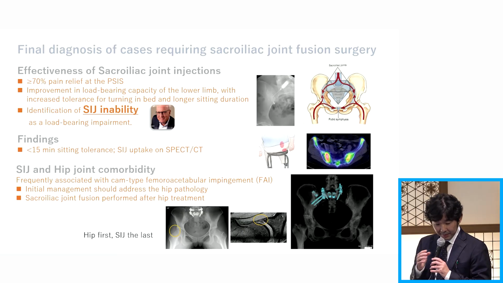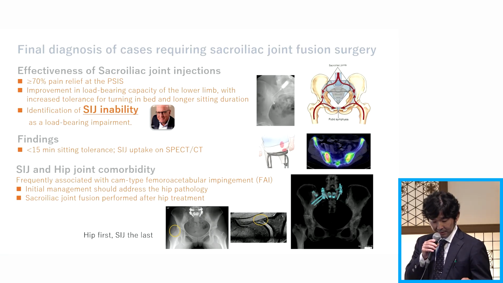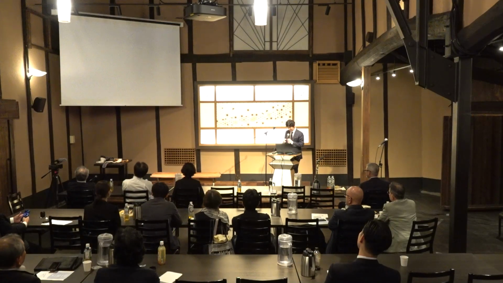I also check for SIJ and hip joint comorbidities. It is frequently associated with CAM-type femoroacetabular impingement. So initial management should address the hip pathology. Only after that will sacroiliac joint fusion be performed. So it means hip first, SIJ last. This is my method. Thank you very much.